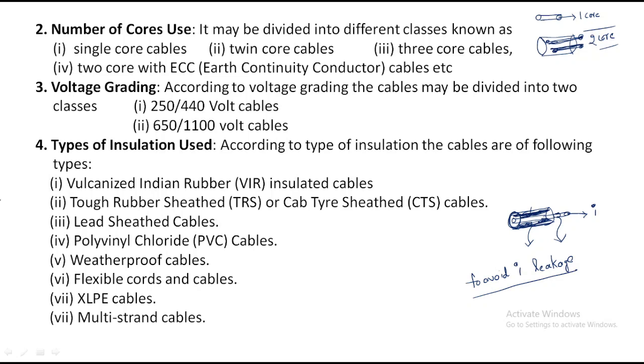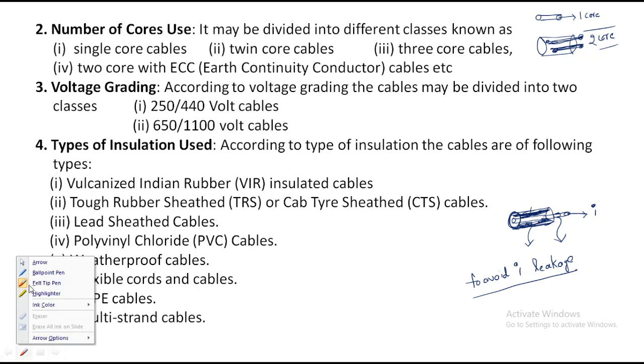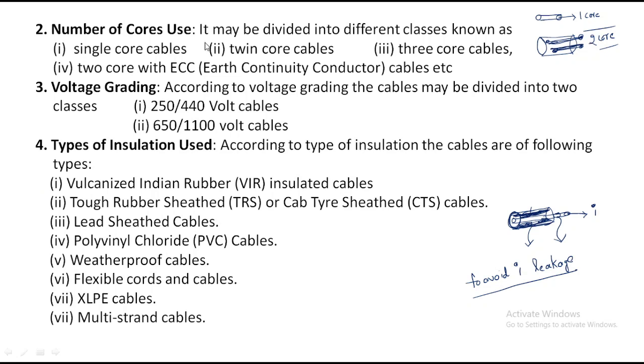So here, the number of cores used may be divided into different classes: single core cable, consisting of only one conductor, and twin core cables, consisting of two conductors. Three core cables, where three conductors are used. Fourth, two core with ECC.